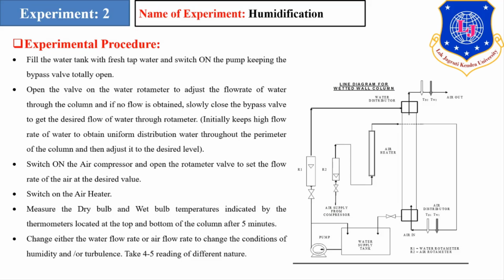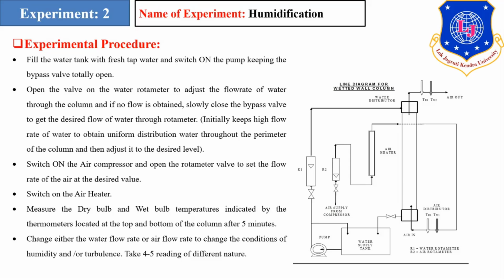Now initially we have to keep the higher flow rate of the water so that we can obtain a uniform distribution of water throughout the perimeter of the column, and after that we will adjust it to the desired level. Now after this uniform distribution of the water, we will switch on the air compressor, and we will open the rotameter valve so that we can set the flow rate of air at a desired value. After obtaining the desired value of air flow rate, we will switch on the air heater.